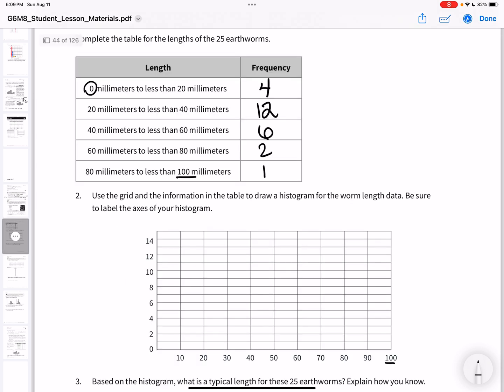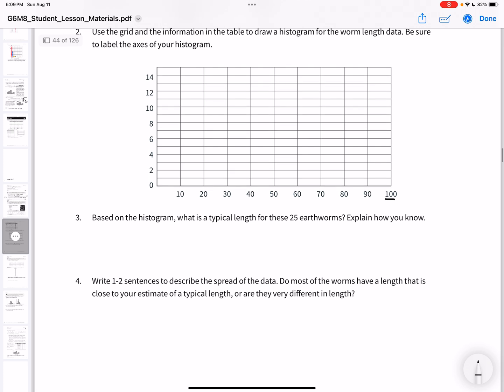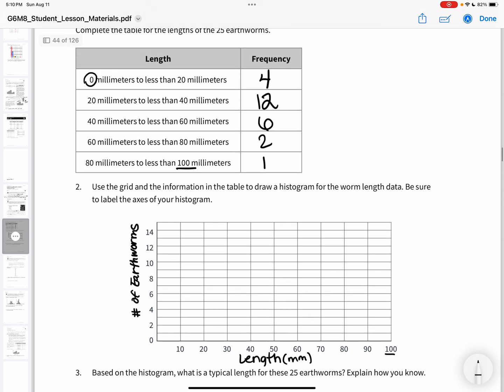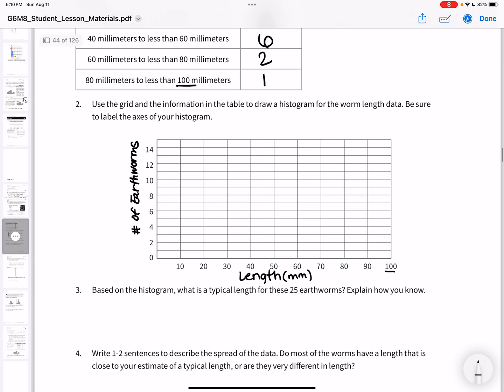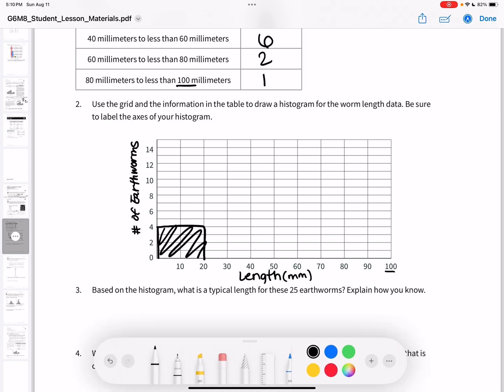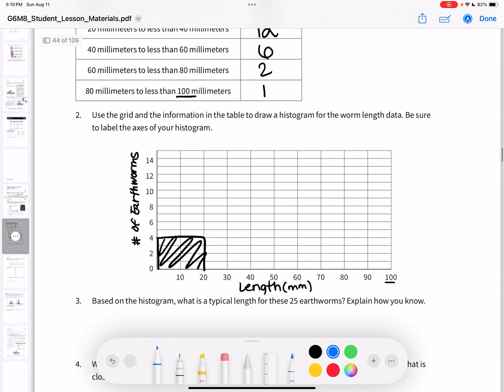Here we are. All right, so this would be length, and it's in millimeters, so we're going to put that. And then this would be number of earthworms. All right. So from 0 to 20, we have 4. So we're going to go like this. 4 is 0 to 20. Then we have 20 to 40, which is 12.